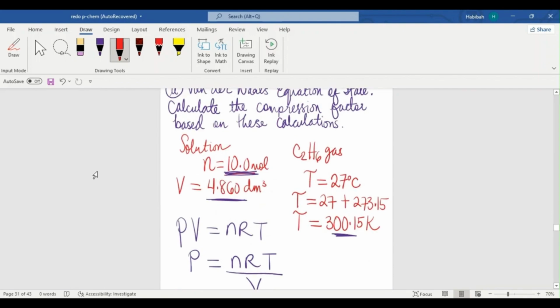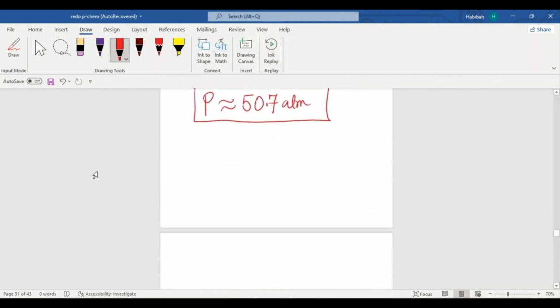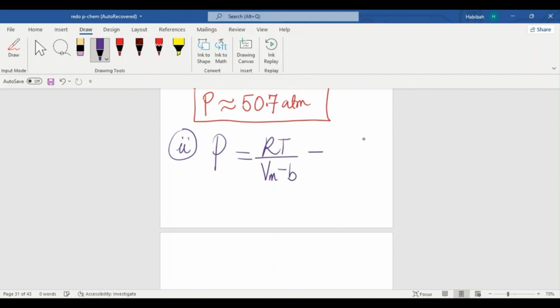The next thing you have to do is just simply write out the van der Waals equation of state. So the van der Waals equation of state, the second one we're doing, is pressure is equal to RT, so gas constant times temperature, divided by the molar volume minus B, minus the parameter A divided by the molar volume squared. So we have the pressure is what we're looking for.